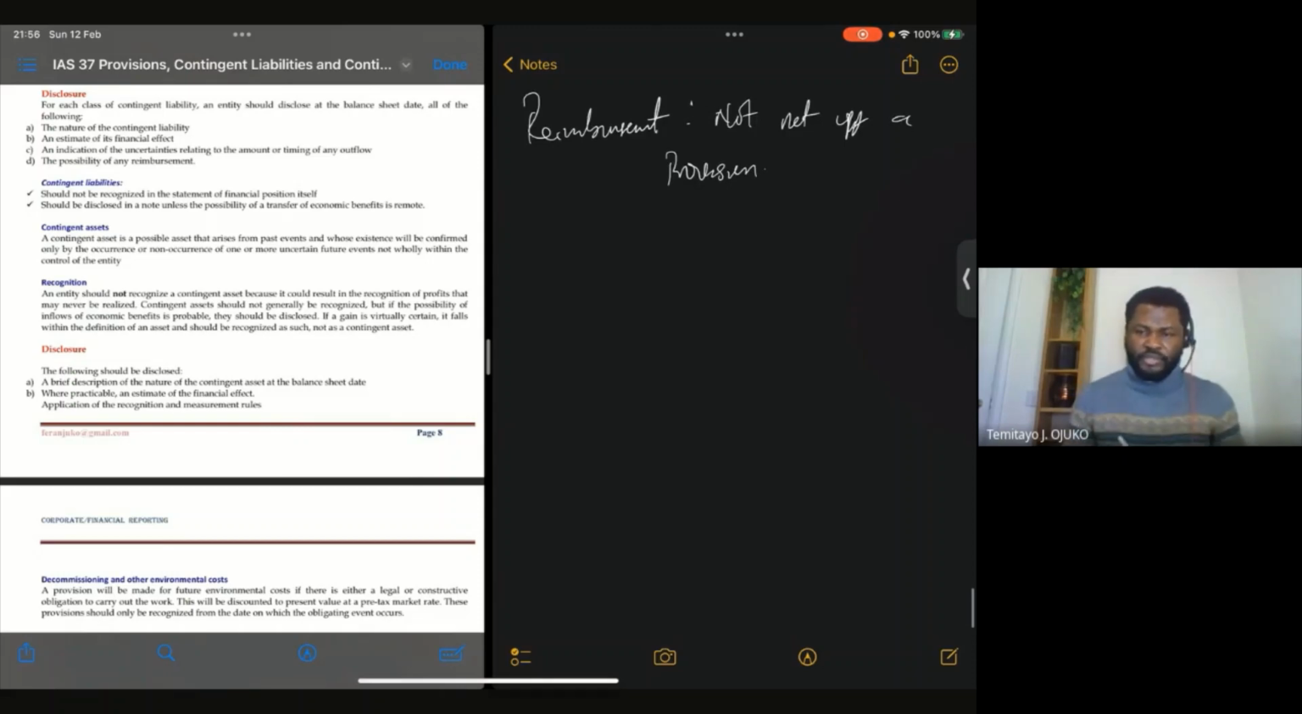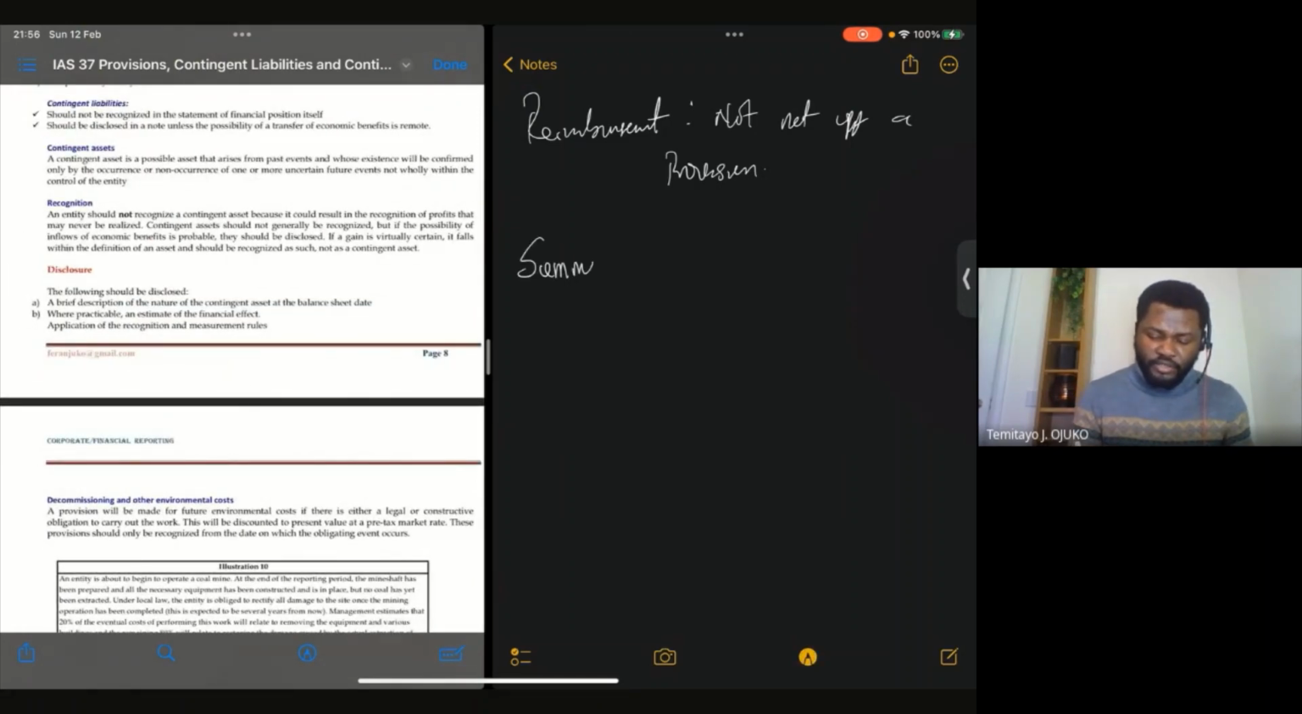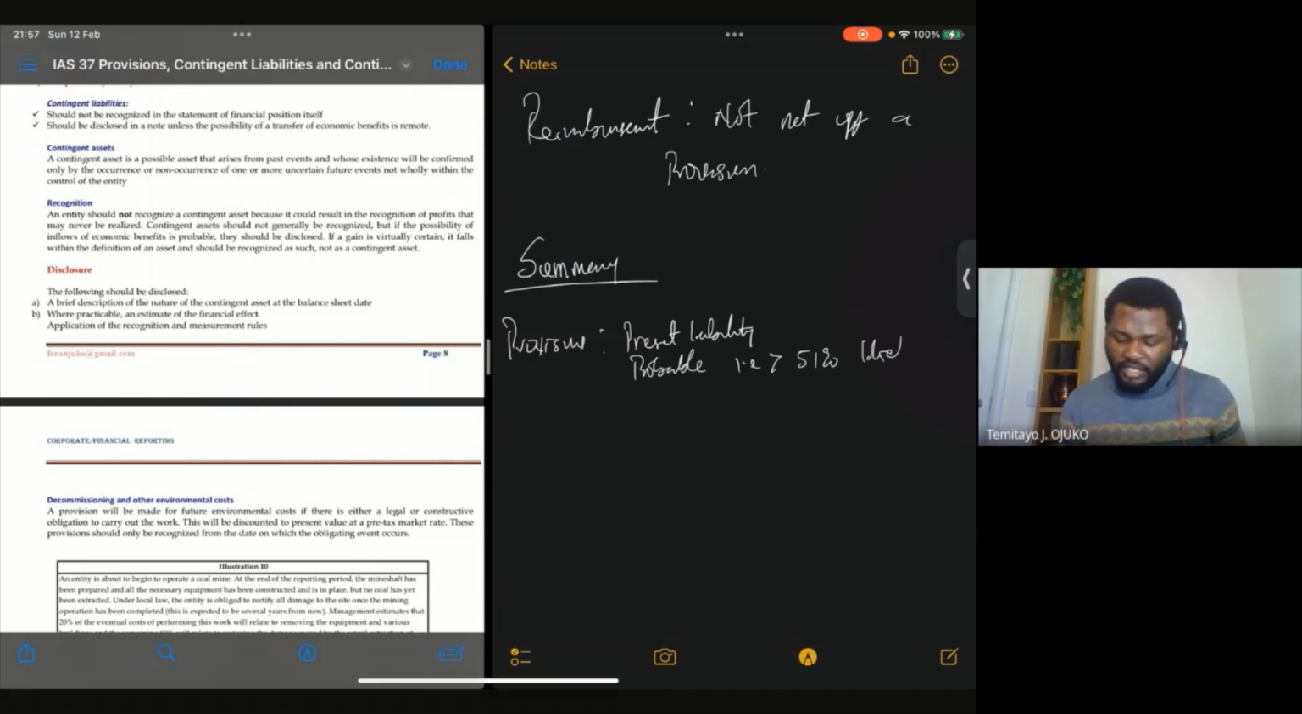In summary, before I go to the last bit of question, let's take them one by one. Provisions. Don't forget what a provision is. There's a present liability, probable, and we said the likelihood is probable, that is at least 51% likelihood. That's just an example, upward. Then the amount can be estimated reliably.